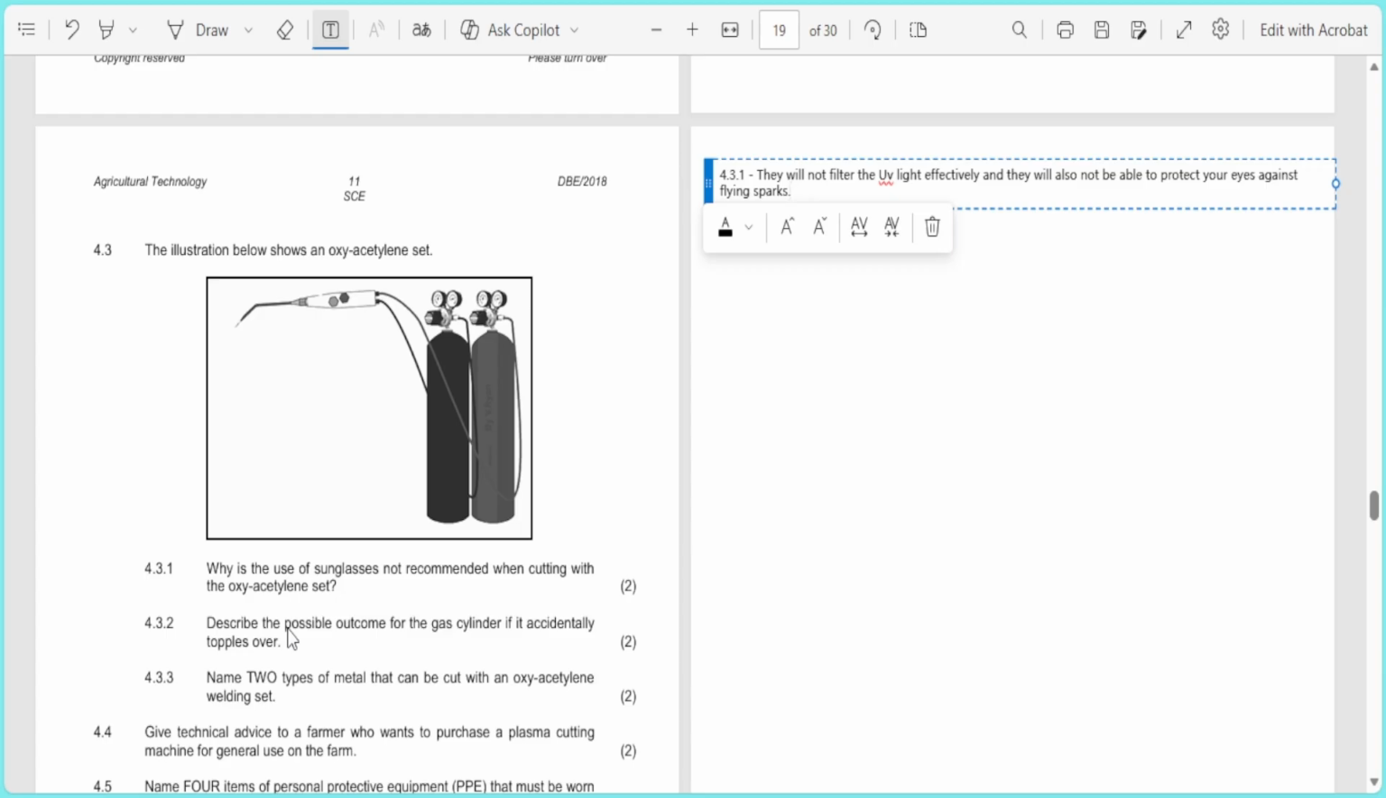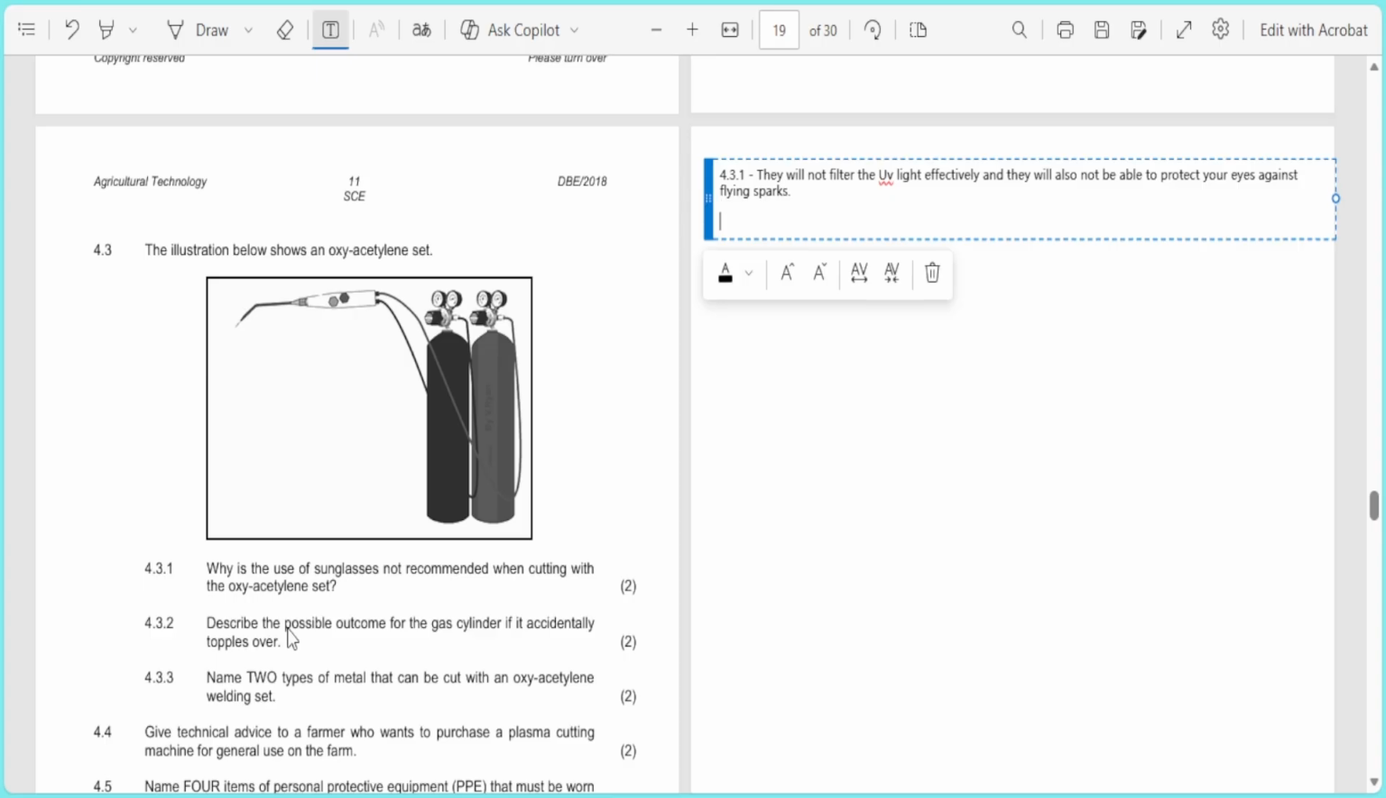That's why cylinders are always chained upright. It's important that they stay in a firm position. It's not just tidy storage, it's also a life-saving protocol. It's not just to keep it in one position, it's to give it stability so that it doesn't topple over.